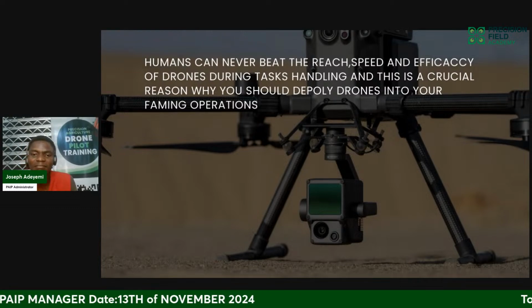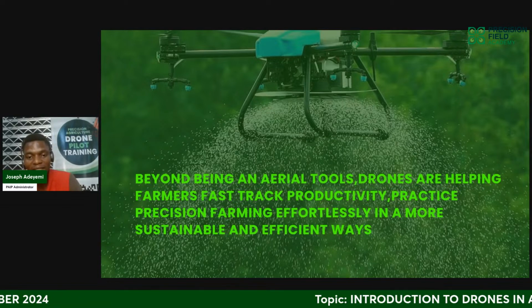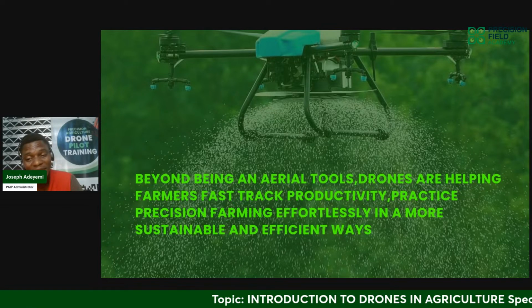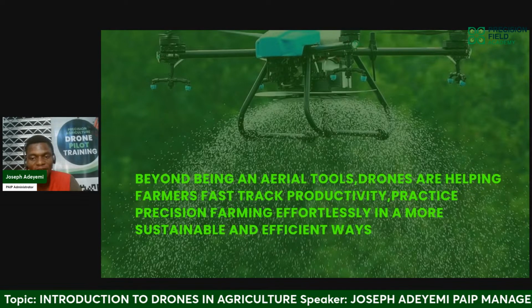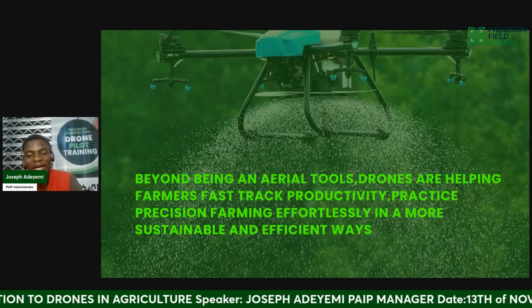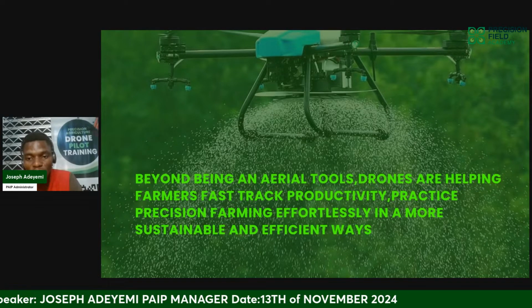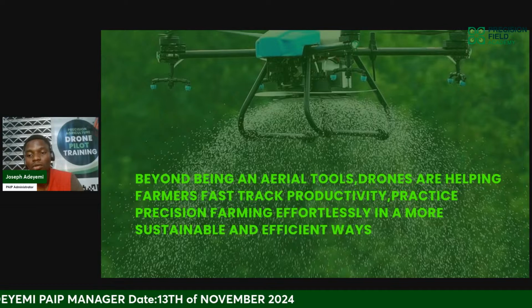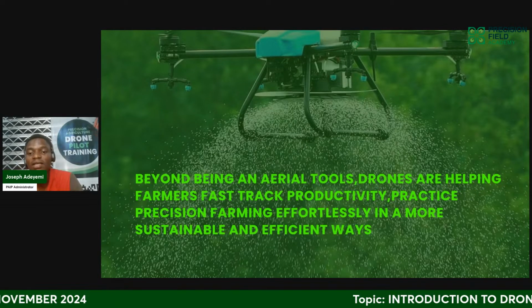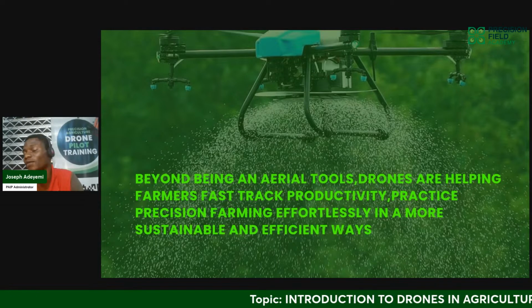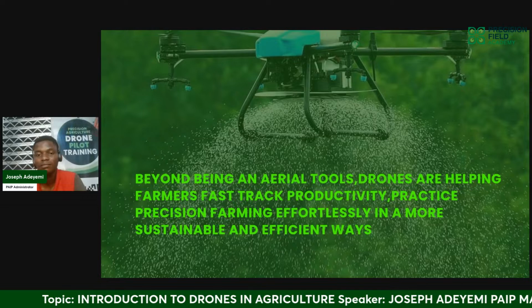So another key takeaway is that beyond being an aerial tool, beyond being an aerial flying toy, drones are helping farmers to fast track productivity and practice precision farming effortlessly in a more sustainable and efficient way. So with drones, you can fast track your farm productivity. You can practice precision agriculture effortlessly in a more sustainable and efficient way.